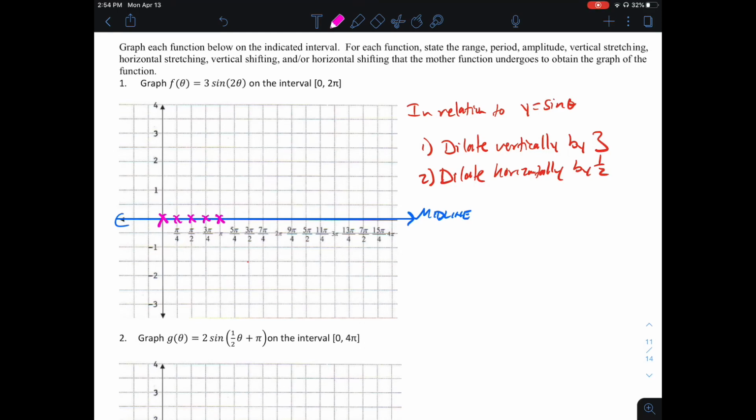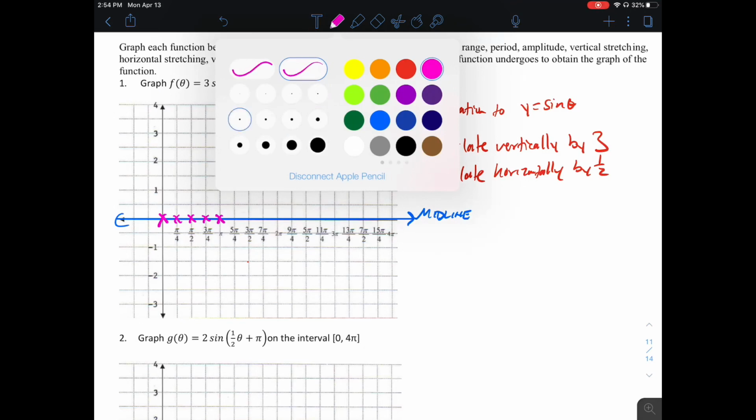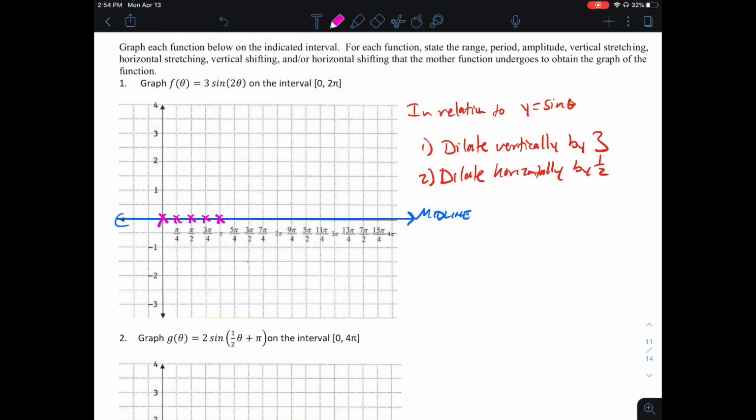So from here, identify where sine is going to be on the midline. From memory, sine is on the midline at the beginning, middle, and end of the period. A quarter of the way through, sine is usually 1 above. Since this 3 is here, it's going to be 3 above the midline. 3/4 of the way through, it's usually 1 below, but since it's dilated by 3, it's going to be 3 below. So one period is going to look something like this.